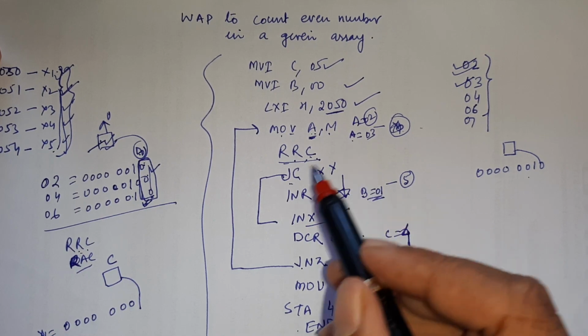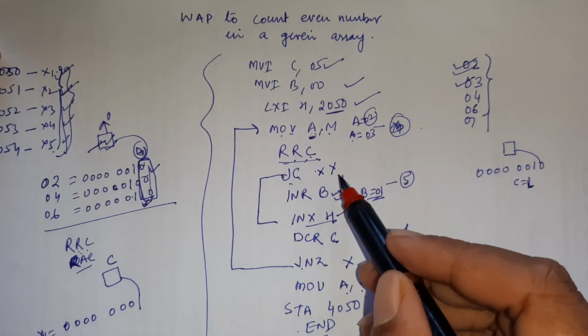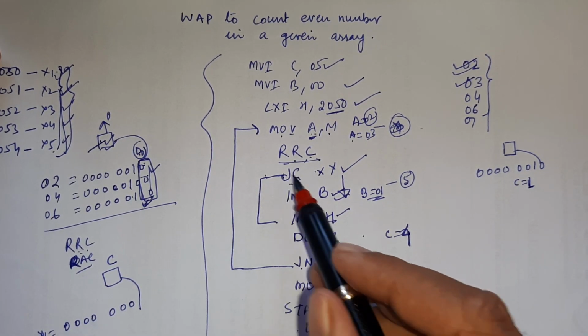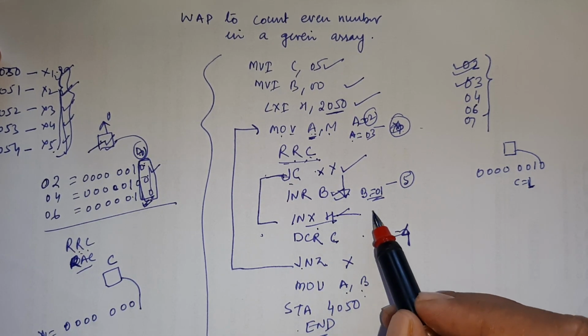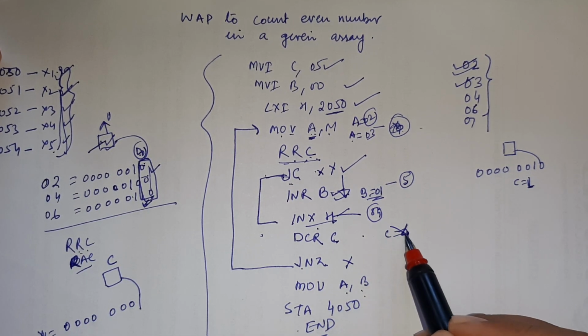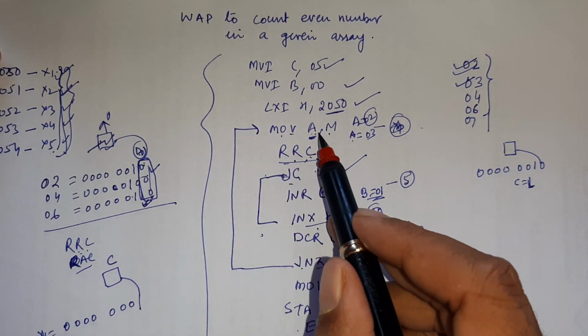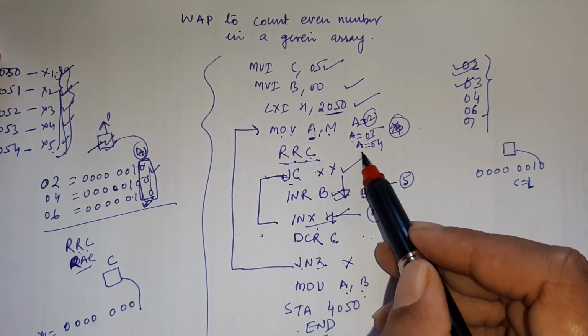Again when you do RRC, the value of C will be 1 in this case. Then this condition will be true, so it will not increment B. It will jump to this, and now it will point to the third number, 04. Here the value of counter will be 3, not 0. Again move A comma M. After this the value of A is 04, RRC.